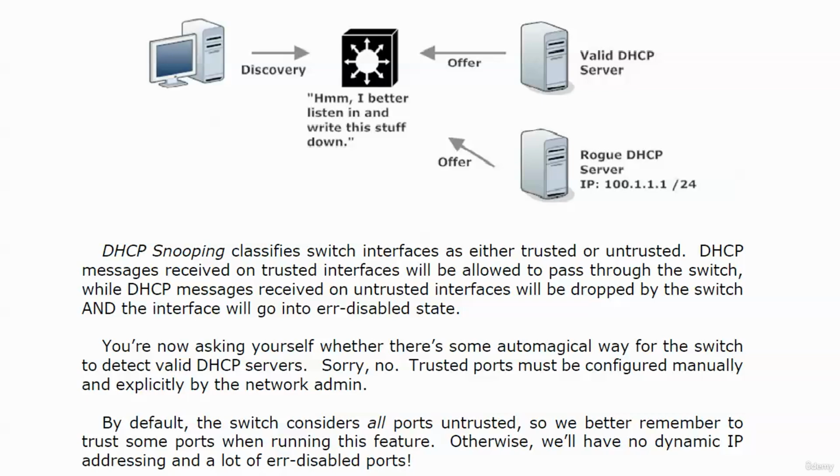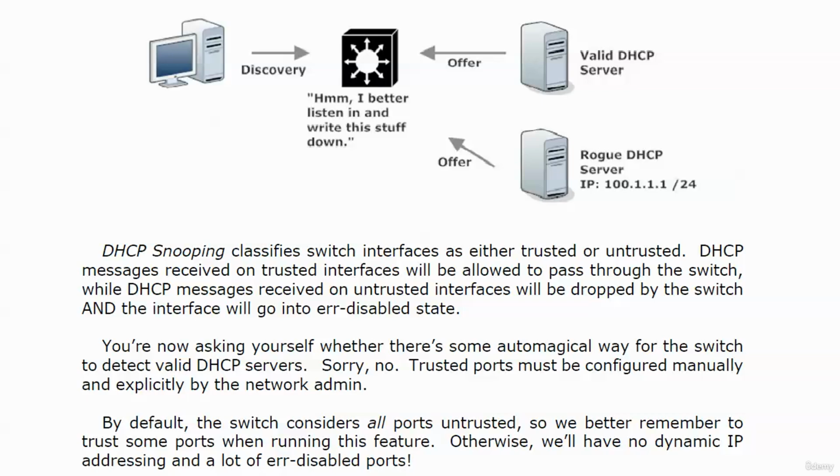DHCP messages received on untrusted interfaces will be dropped by the switch, and the interface goes into the now familiar error-disabled state. And you're now asking yourself, hoping, I hope there's some way that the switch can automatically detect valid DHCP servers. Sorry, there isn't. You and I, the network admins, have to do a little work there. We've got to configure trusted ports manually and explicitly.